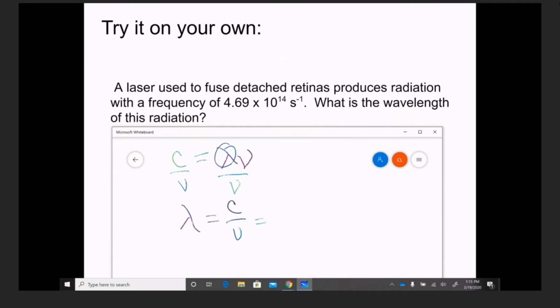Then I think we have the units that we need, so we don't need to convert anything. So then c is 3.00 times 10 to the 8th meters per second, and nu is given in the problem: 4.69 times 10 to the 14th inverse seconds. So the seconds here are going to cancel, and we're going to be left with units of meters, which makes sense for a wavelength that should be in units of meters.